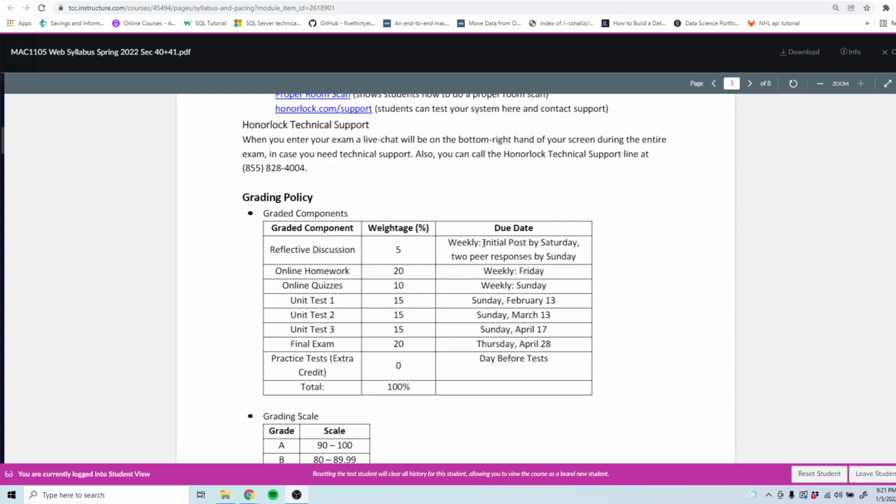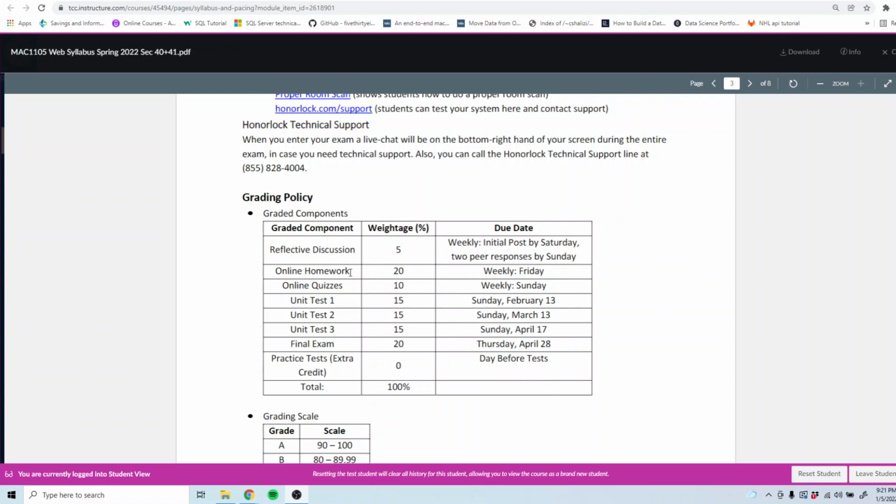Now, you will have to make an initial post by Saturday and 2 peer responses by Sunday. The assignment itself is due Sunday because of this, but you really need to make sure you're making that initial post by Saturday so people have time to respond to you. If no one posts by Saturday, how can you respond by Sunday? Right, so make sure you're doing that.